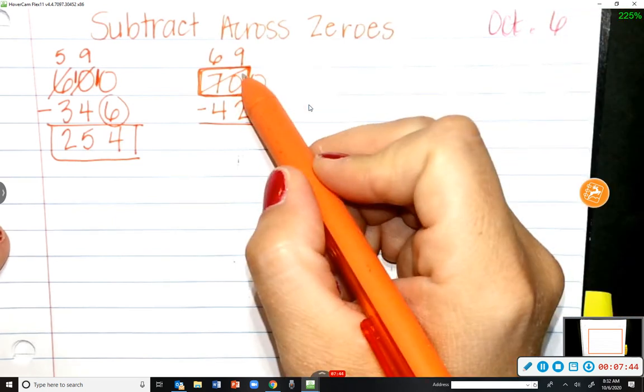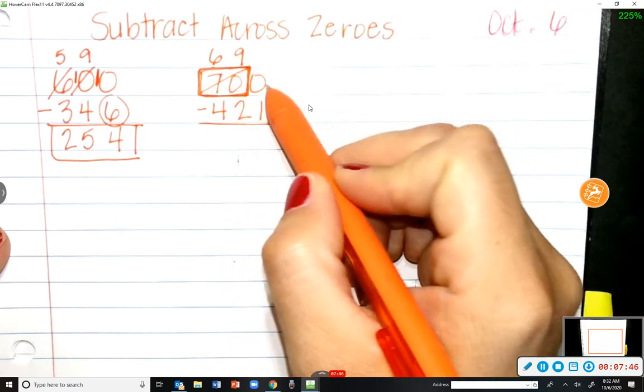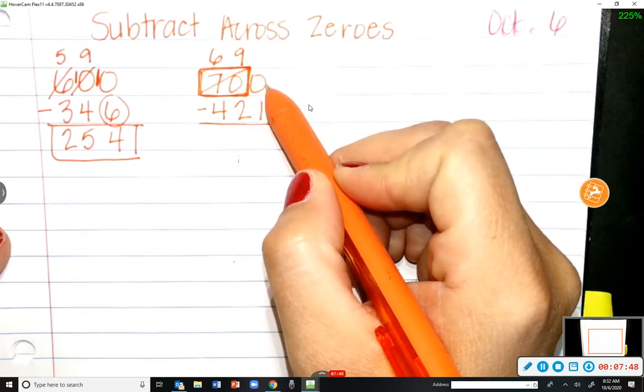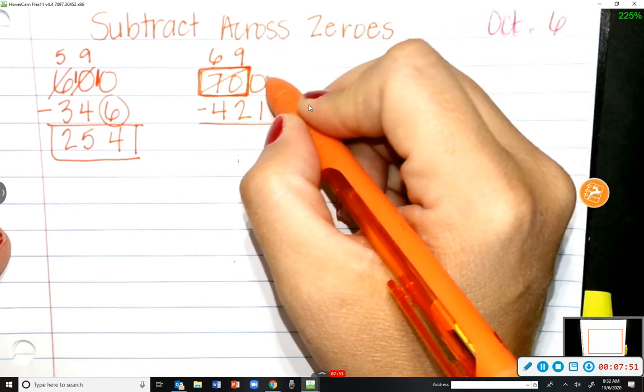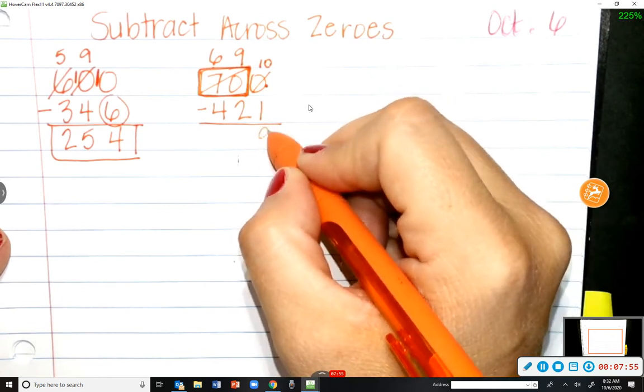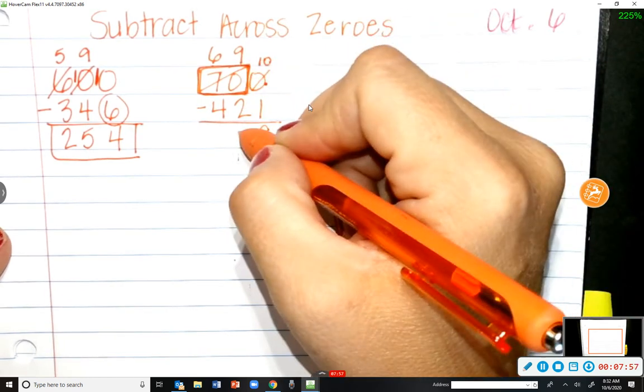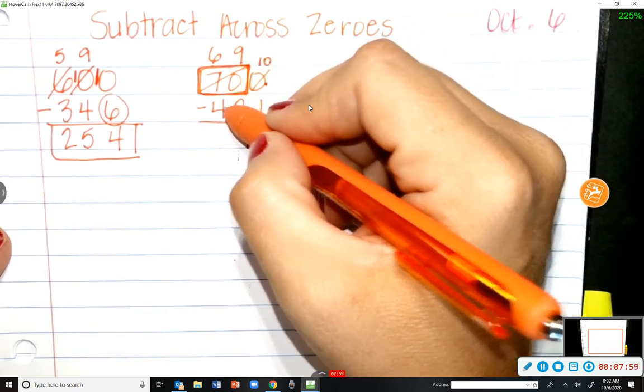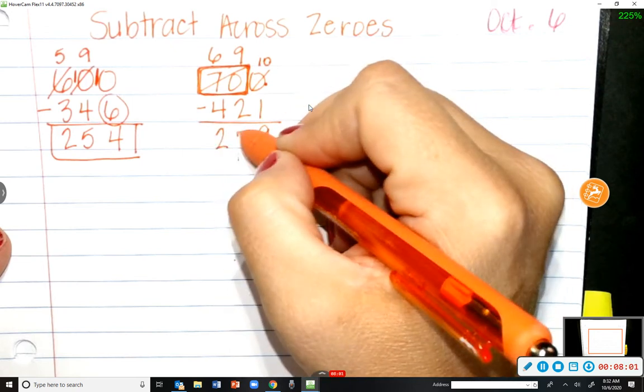Okay, so we borrowed from the 70 and made it a 69. So now this 0 down here can become what? A 10. A 10. 10 minus 1 is 9. 9 minus 2 is 7. And 6 minus 4 is 2.